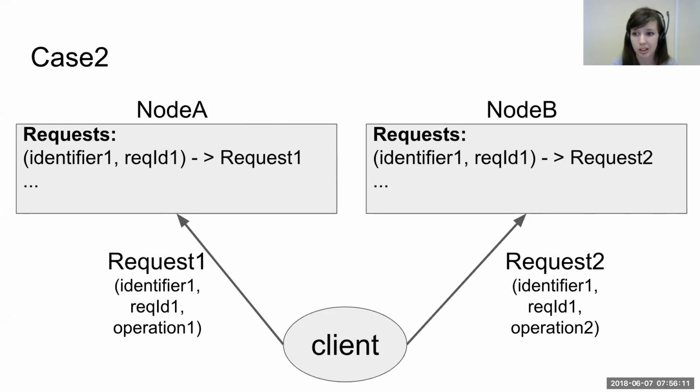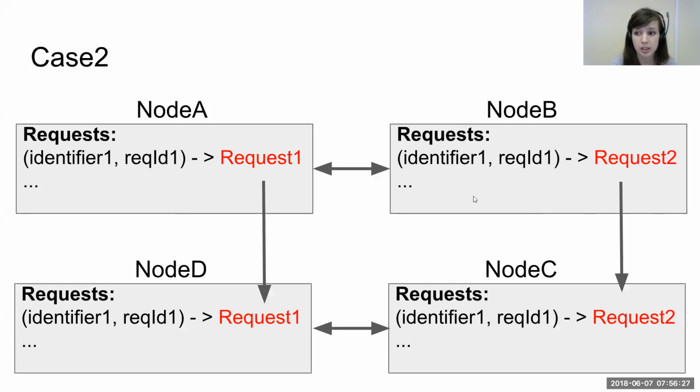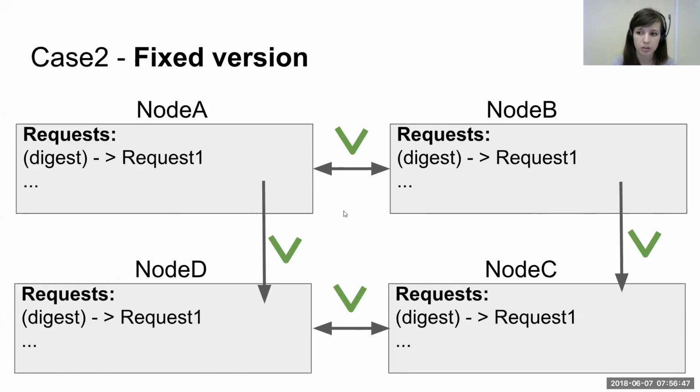Now let's look at an even more dangerous case. The client sends a request with different operation data, but the same identifier and request ID, which leads to collisions. None of the requests will be recorded, and the consensus will be lost. We fixed it by replacing the identifier and request ID with the digest. As a result, the following structures are migrated into the digest.